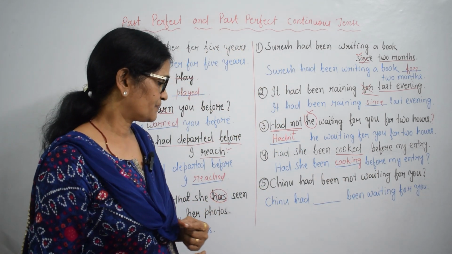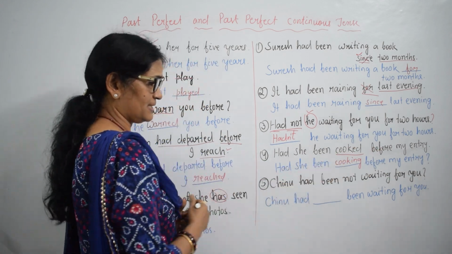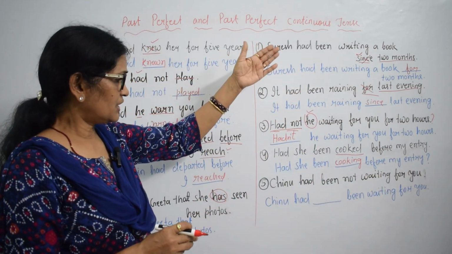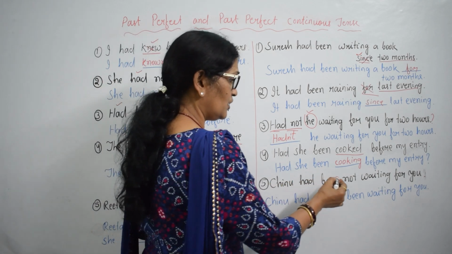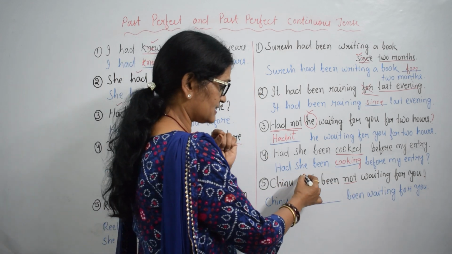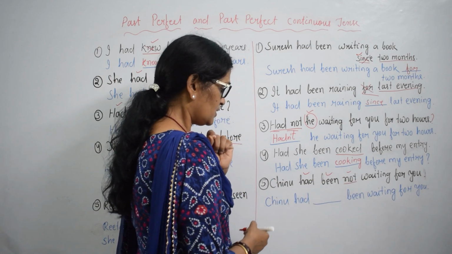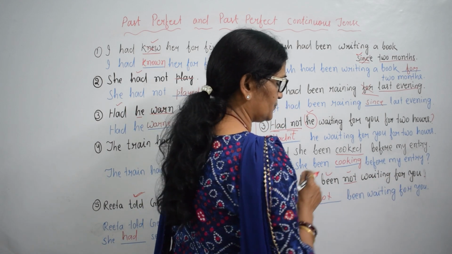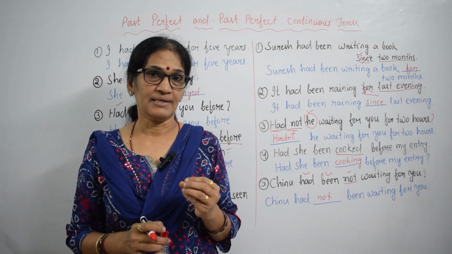Chinno had been not waiting for you. This is one negative sentence, past perfect continuous. In a negative sentence, remember, not should come just after the first auxiliary. There are two auxiliaries, had and been. After the first auxiliary, not will be used. So, Chinno had not been waiting for you.